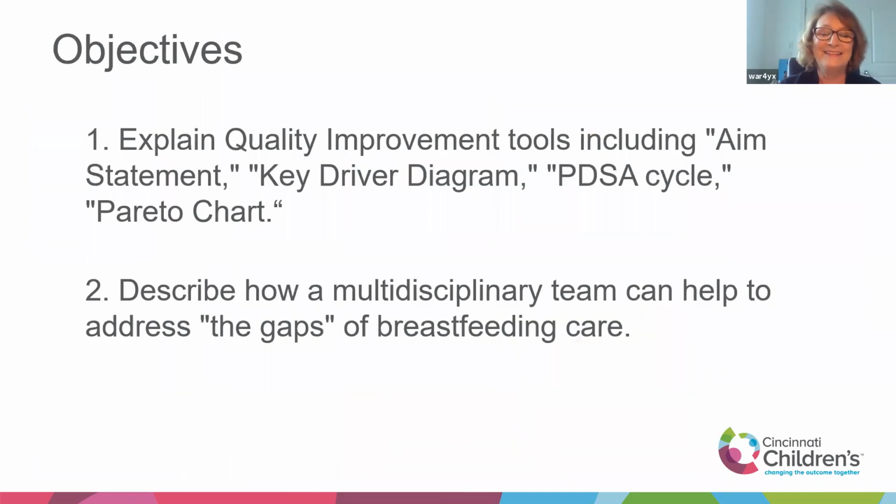Next slide. Our objectives today are to explain quality improvement tools, including an aim statement, a key driver diagram, a PDSA cycle, and a Pareto chart, and to describe how a multidisciplinary team can help address the gaps of breastfeeding care.